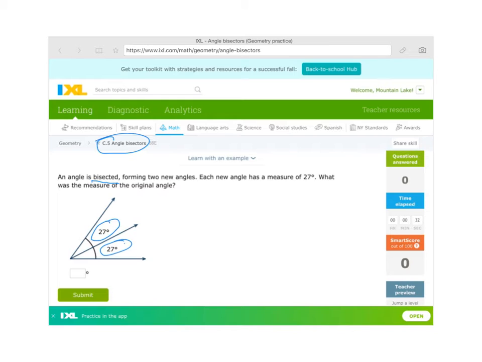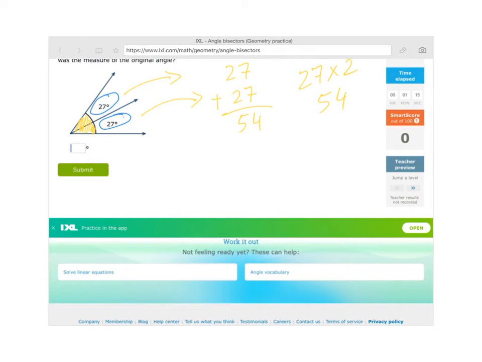So we can do this in various ways. Use a calculator, add these, or multiply the values. Because there are two, we multiply by 2. So both ways you'll get 54 degrees. So we can plug in 54 over here. I'll just plug in the value rather than writing it. So I get an awesome.